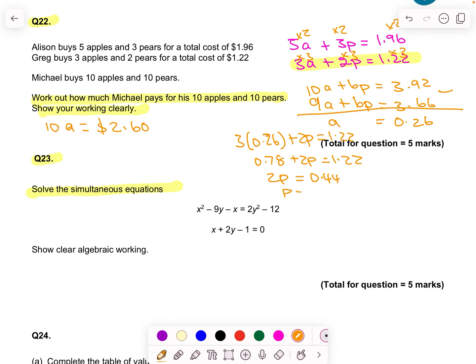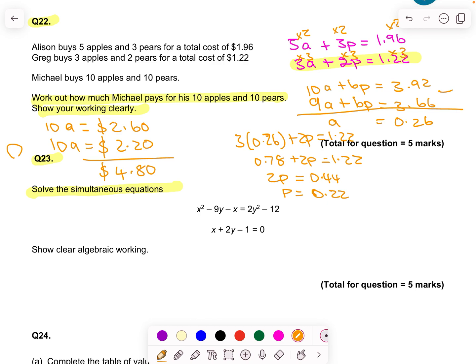So 1 pear must be 22 cents. So then 10p is $2.20. So all in all, we are spending $4.80 on 10 apples and 10 pears.